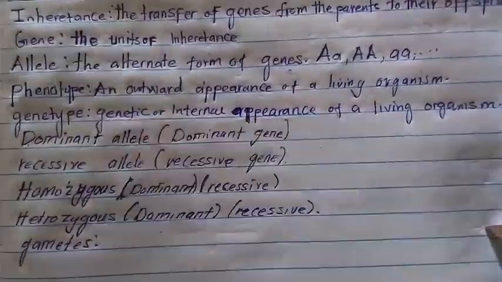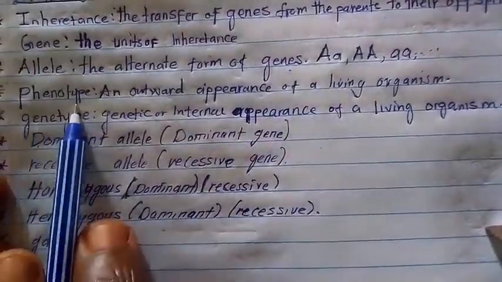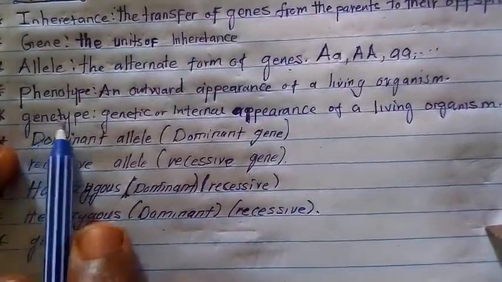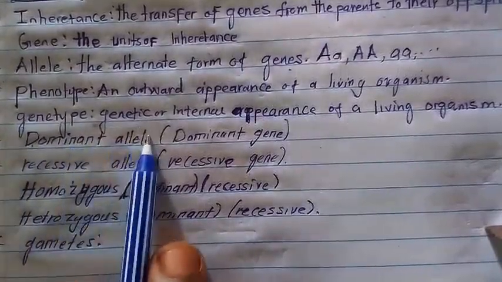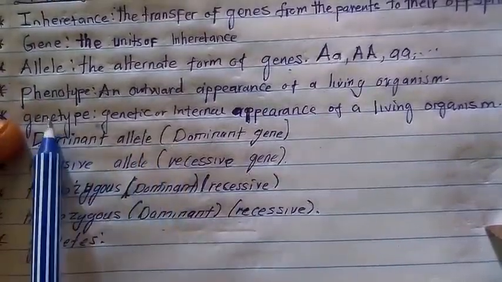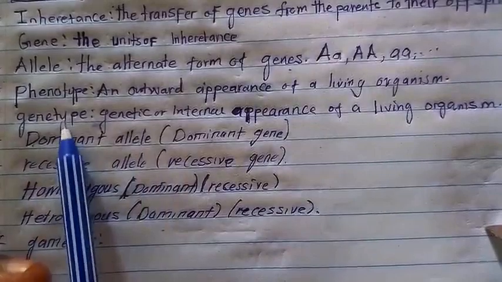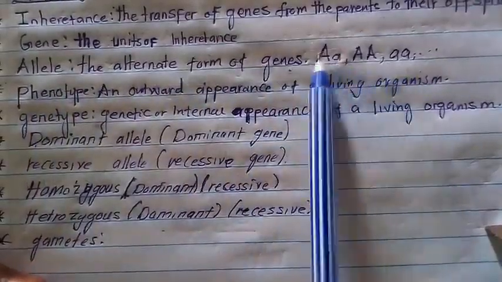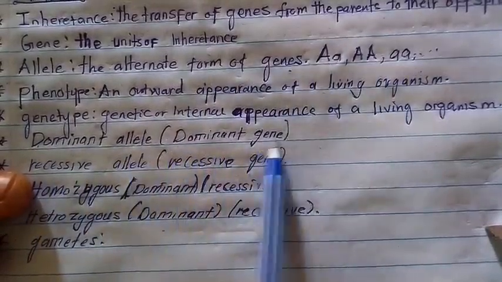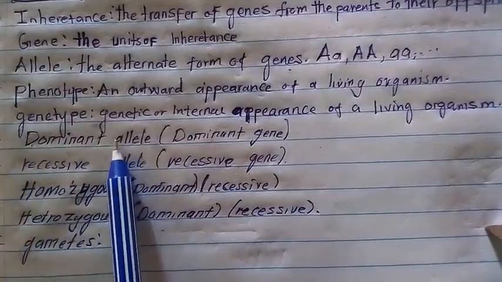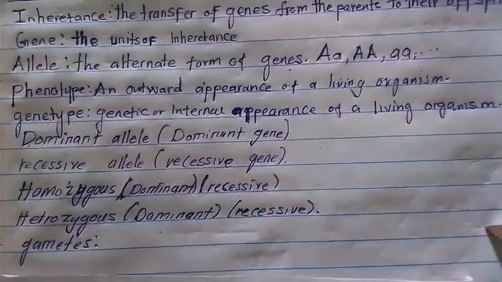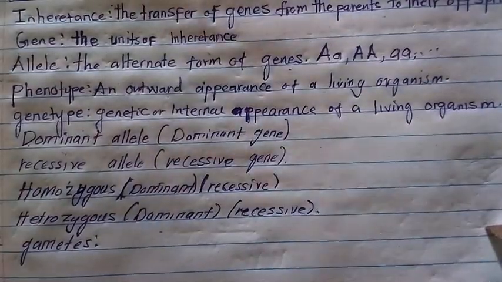Since you have understood the definition of the phenotype, which is the outward appearance of a living organism, and as for the genotype, this one is just the genetic or internal appearance of a living organism. And I'm saying, as for genotypes, they are just represented by what? Alleles, and alleles are represented by what? Letters. Now, let's come to the dominant allele or the dominant gene. When you say dominant allele or dominant gene, what does it mean? This one is just the allele which overshadows the other allele in the phenotype.